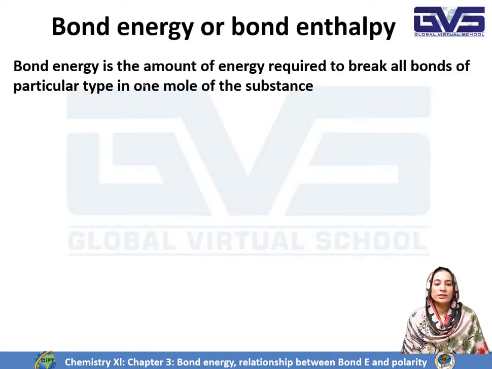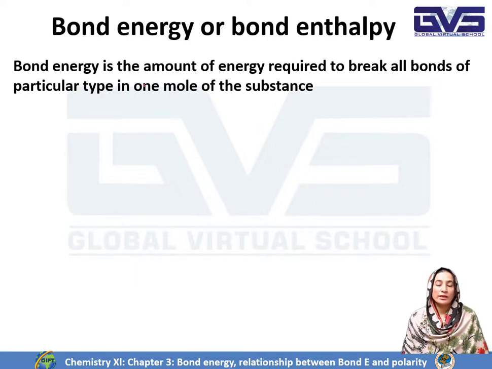So, bond energy or bond enthalpy. Bond energy and bond enthalpy are the same things. Enthalpy means just heat or energy. Whenever a bond is formed, energy is released. Whenever a bond is broken, energy is required. So these are like exothermic and endothermic processes.